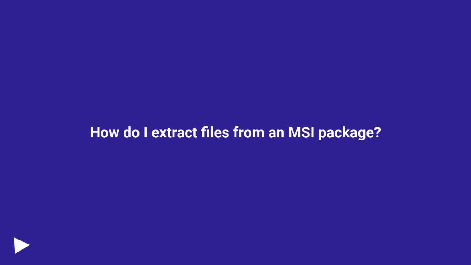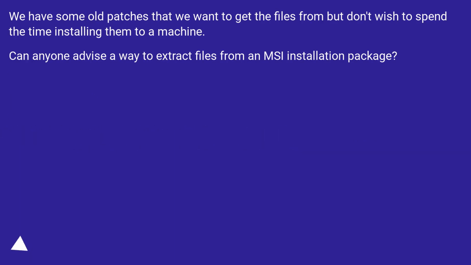How do I extract files from an MSI package? We have some old patches that we want to get the files from but don't wish to spend the time installing them to a machine. Can anyone advise a way to extract files from an MSI installation package?